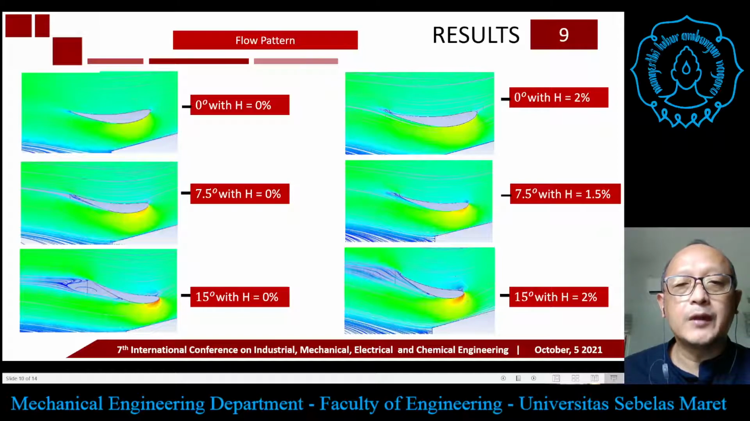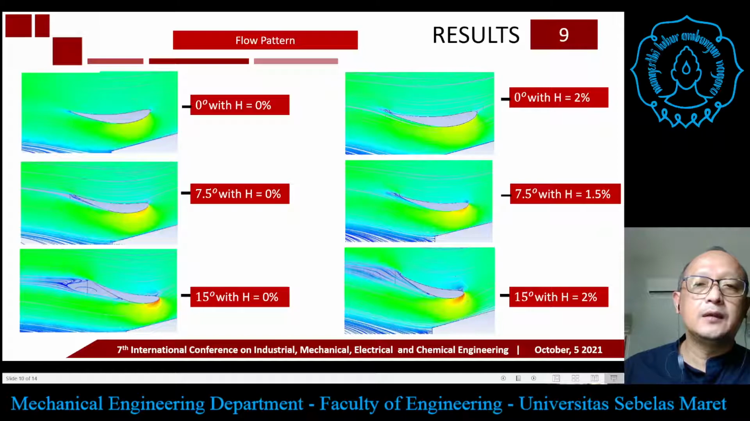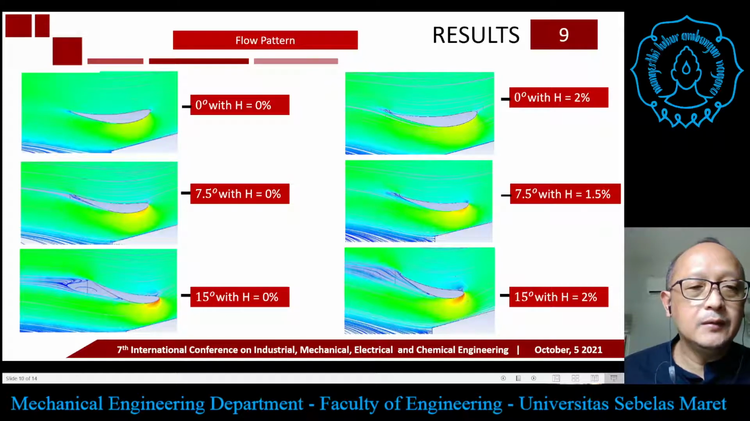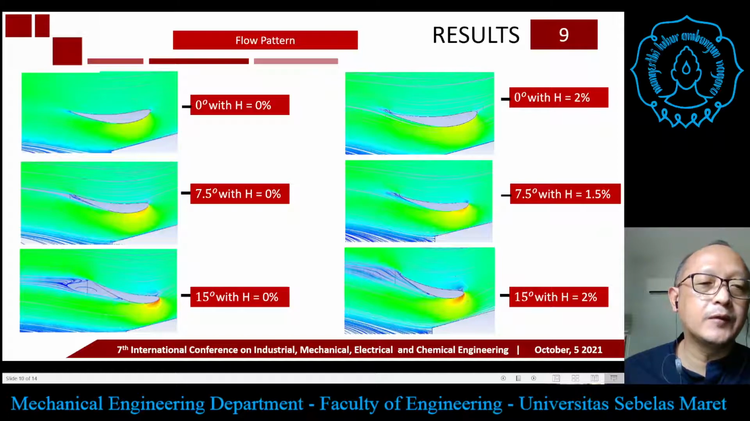The rear wing with the Gurney flap shows that it can delay or cancel flow separation from the bottom surface of the rear wing. It can be seen very clearly on the rear wing with the angle of attack of 15 degrees.